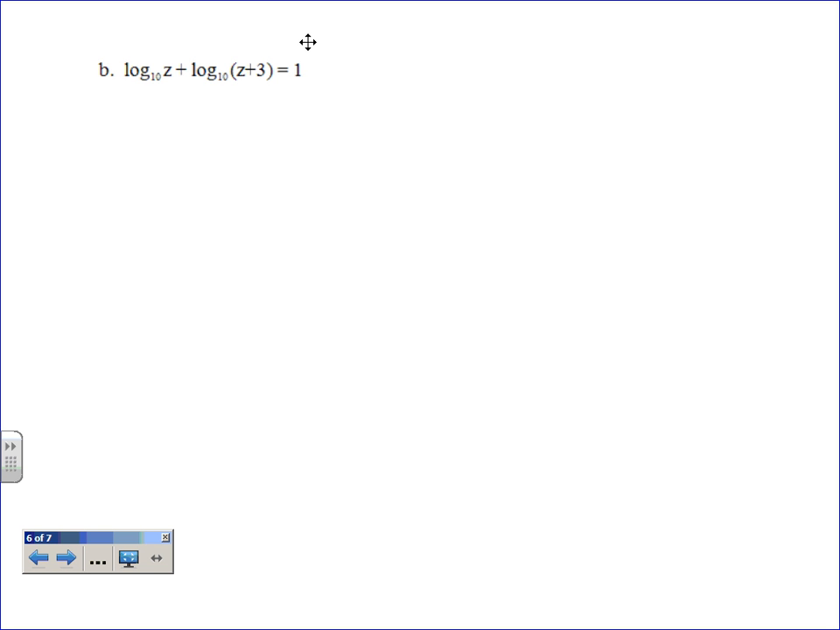Is everything in a log? No, what's not? The 1. Okay, so here's the tricky part. To solve these, let's face it, this one's good, that one's good, no good. You have to somehow rewrite 1. So whatever you write down still has to mean 1. But it has to have a log. Oh boy.